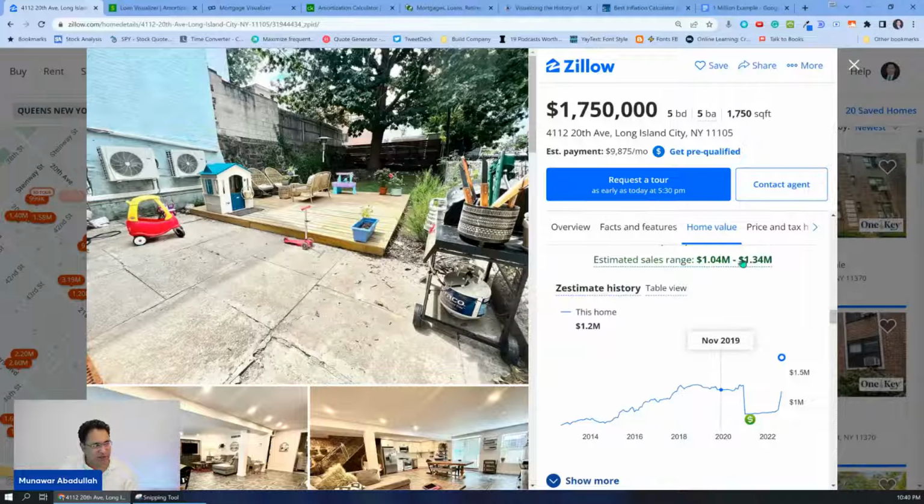You can look at the price here, okay? Estimated sales range. And then what happened? Now the price is going up. So this is the place you need to buy, right? This is when people are in crisis, that's the place where you should buy.